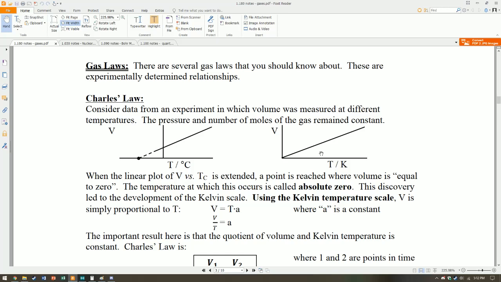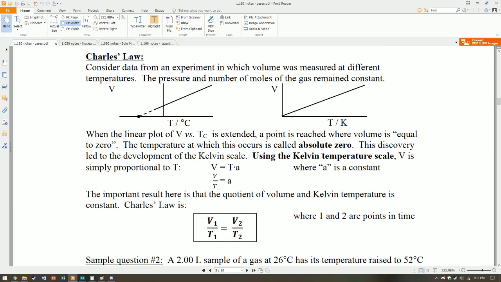We're going to be talking about gas laws. There are several that you should know about. You don't need to know the names, but you're expected to know the concepts behind them. The first one you're expected to know is that volume and temperature are proportional to each other. What do I mean by proportional? I.e., if you double one, you double the other.